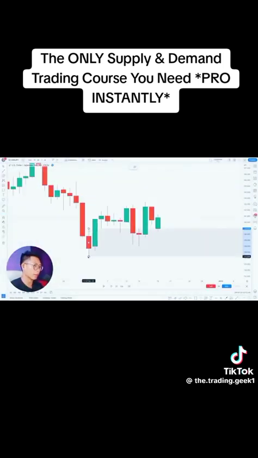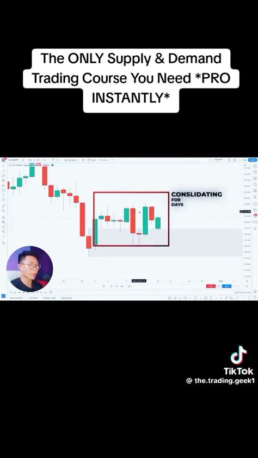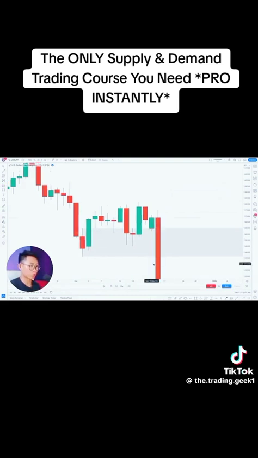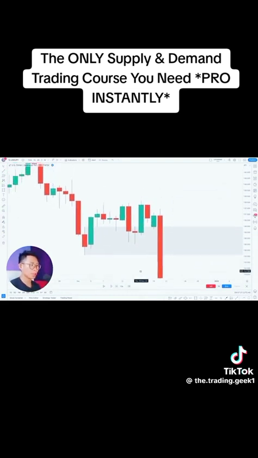However, on the other hand, if price starts consolidating and just goes sideways for days inside the zone, like in this case 1, 2, 3, 4, 5, 6 days inside this zone, you already know that most likely this is not going to work. So you can see price eventually ends up going back down. In this case, you see that price is consolidating in the zone, you know that this demand zone is not going to work. That is when you can get out of the trade with a small loss.